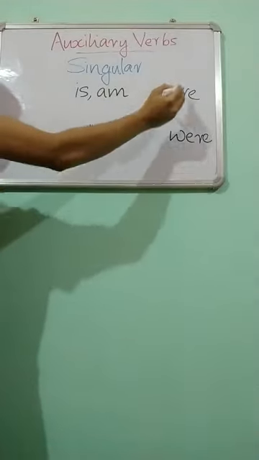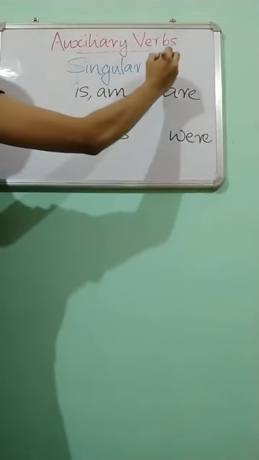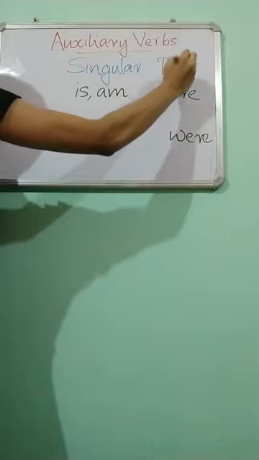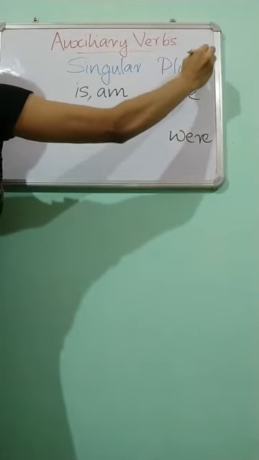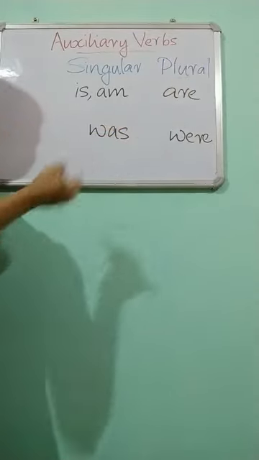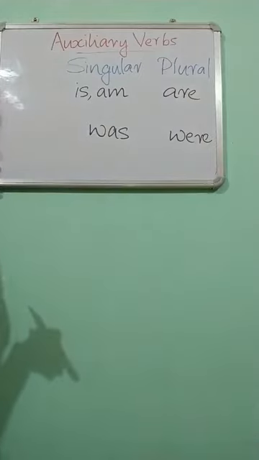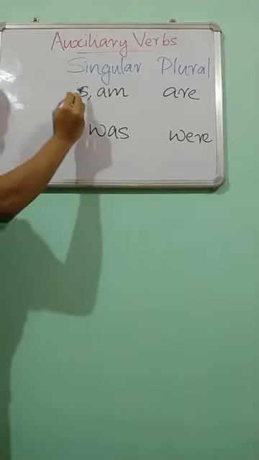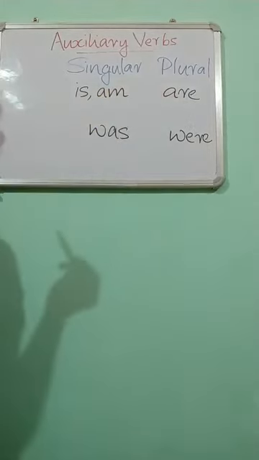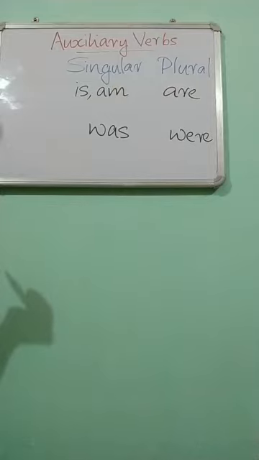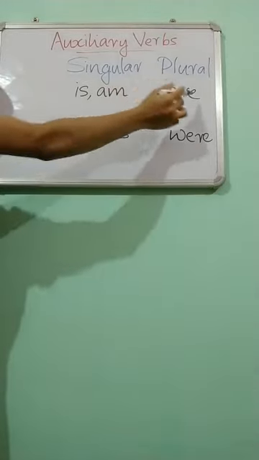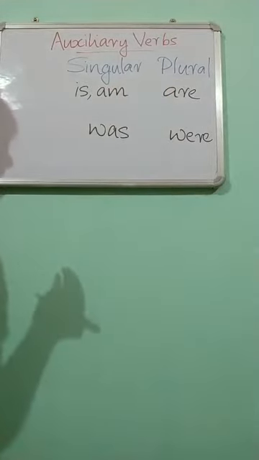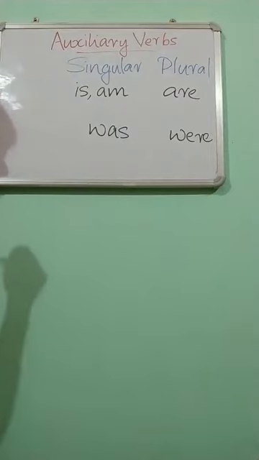Then are and were are used after plural nouns. So these are plural verbs. Is that clear? Then is, am and are used in present tense. Is, am and are are used in sentences to denote actions that are taking place in the present.